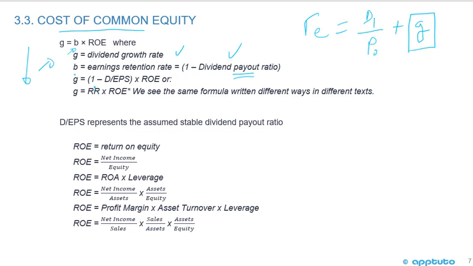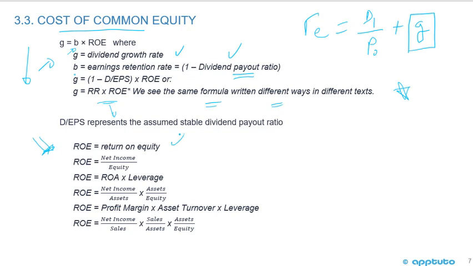Again, you can see 1 minus the payout ratio times ROE, and we see the same formula written different ways in different texts, so you just want to be careful with that. Basically, G equals retention rate times ROE, the retention rate is 1 minus the dividend payout ratio, and the dividend payout ratio is the dividend divided by EPS. So again, they can give you some data, and you need to make some sub-calculations. That's very common.